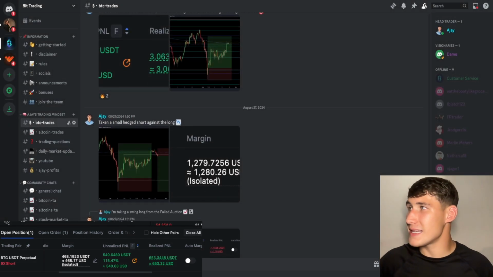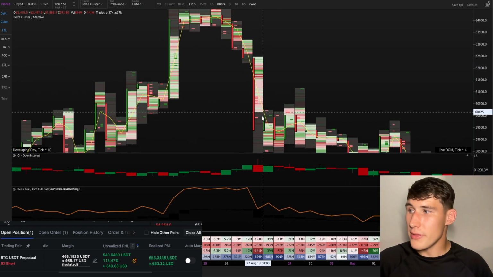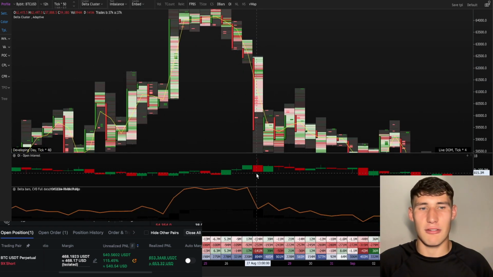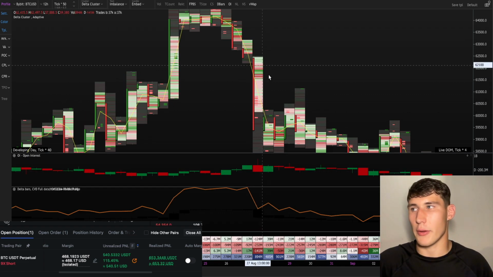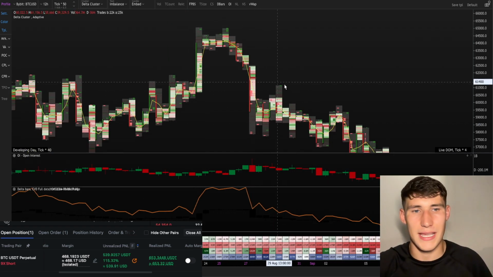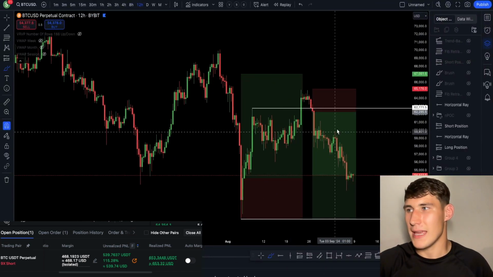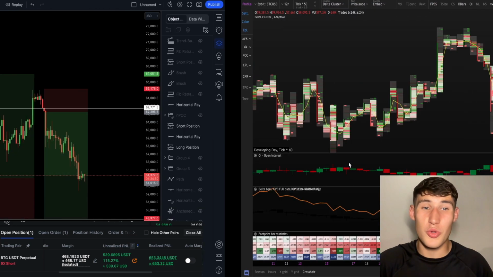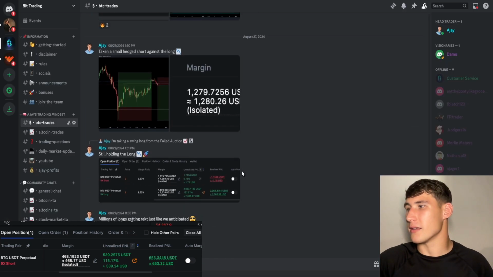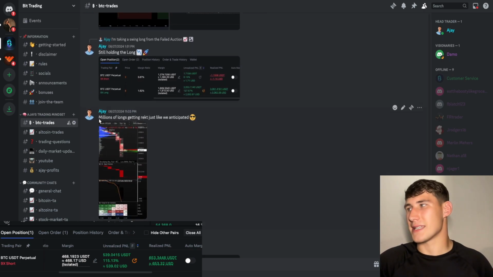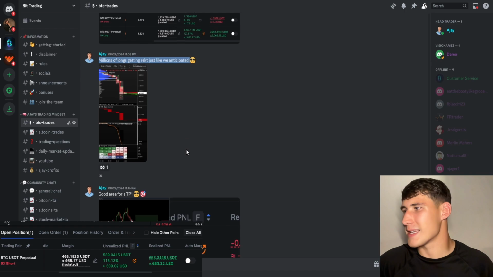You can see the exact proof right here, because on this big candle we saw 141 million long trades getting wrecked. How do we know this? Because we had 141 negative delta and open interest decreasing, so we know this is money flowing out of the market. This is longs getting completely wrecked. As you can see, we saw this huge move down, which we have taken full advantage of. Updating the team: millions of longs getting wrecked, just like we anticipated.